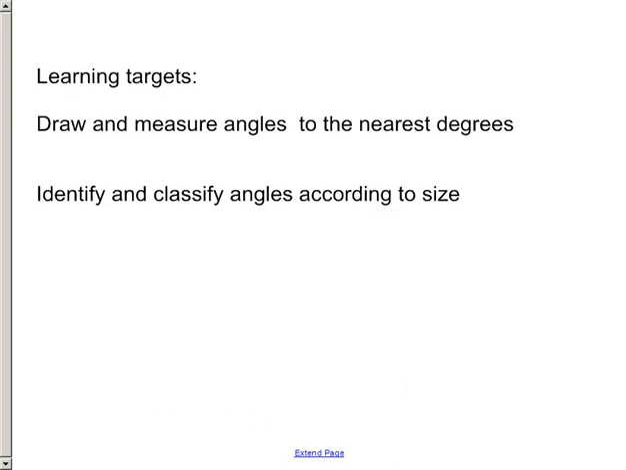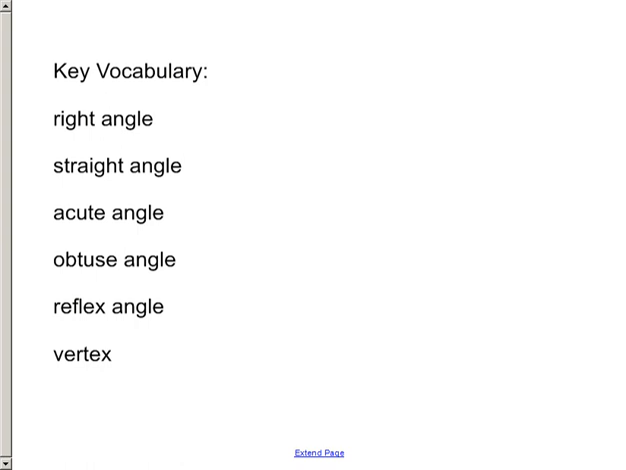So as we continue, the learning targets for Lesson 5.1 are that you will be able to draw and measure angles to the nearest degree, and that you will identify and classify angles according to their size. So you're going to be measuring angles and you'll be drawing angles. Some key vocabulary for you to learn: a right angle, a straight angle, an acute and an obtuse angle, a reflex angle, and the vertex.